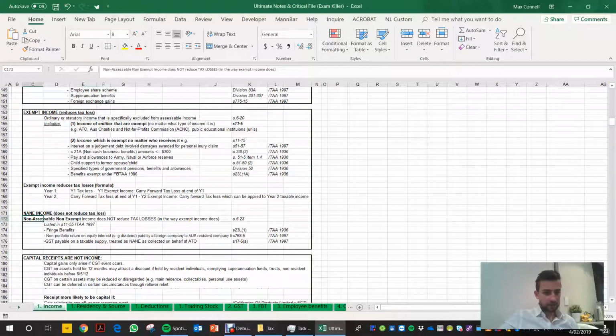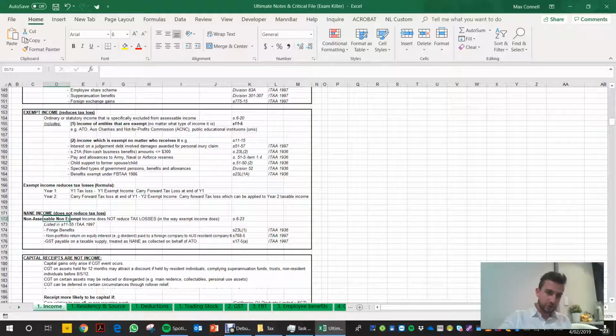Now, what is NANA then? So NANA does exactly the same thing, except it does not reduce tax losses, whereas exempt income does. So if you've got tax losses in that current year, for example, you've got $1 million of salaries and wages, and you've got $500,000. You'd have to pay $500,000 tax on that. And you've got $500,000 of losses that you're going to apply to that. So normally, you would have no tax payable in that year.